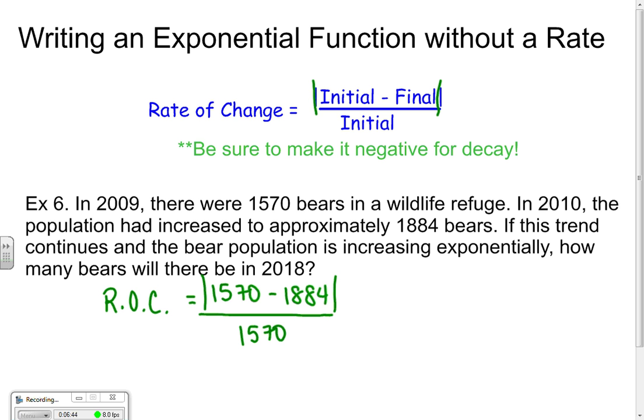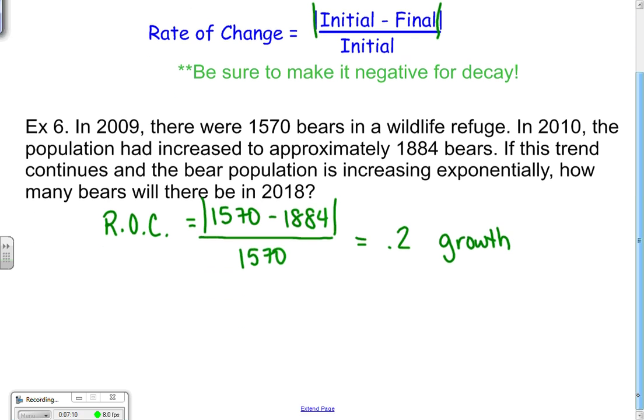So take a second and put that into your calculator. When you put it into the calculator, you don't have to worry about the absolute value part. Just do everything else, and then just take your answer and ignore the sign. So you should find that your rate of change is 0.2. If this trend continues and the bear population is increasing, so that means that this is actually a growth rate, not a decay. They want to know how many bears there will be in 2018.